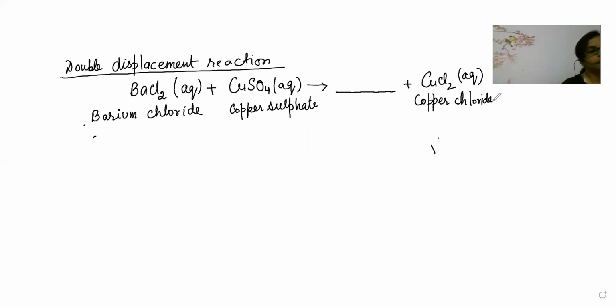Okay, so barium chloride, when it reacts with copper sulfate, is going to give copper chloride in aqueous state. So what will be the byproduct you are going to get? Very good. BaSO4, barium sulfate. Ajay, BaSO4, barium sulfate. Mustafa, BaSO4.